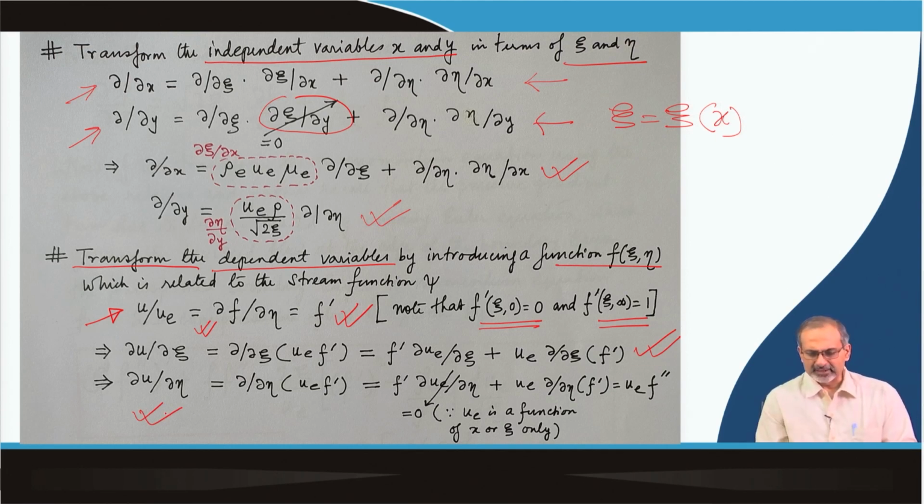And in the del u del eta expression, again one of the terms will drop out because u e is a function of x or xi only, and therefore its eta partial derivative will be 0. Therefore, it turns out to be only u e times f double dash. So, why are we taking the trouble of doing all these transformations? Because if we want to transform the conservation equations from the physical space to the transformed space, then these derivatives have to be taken care of.